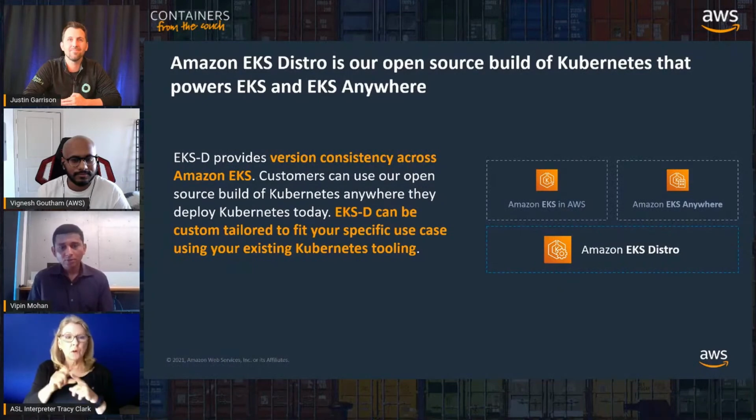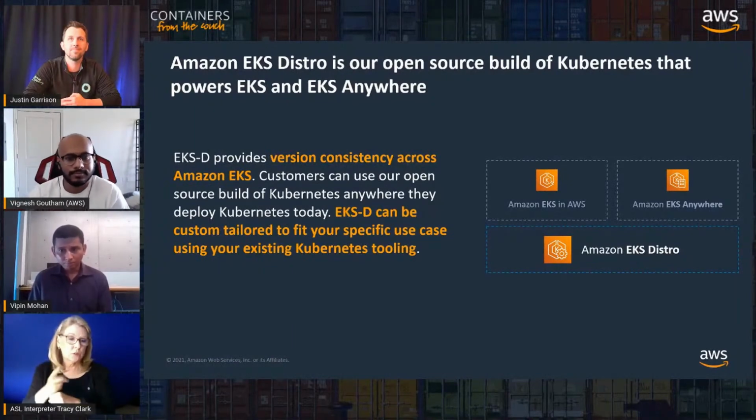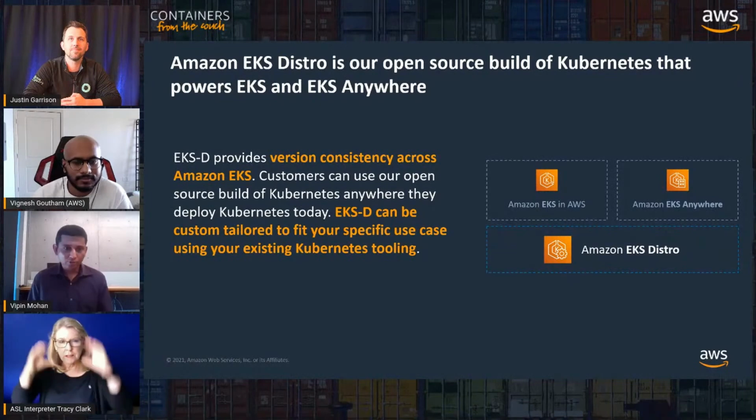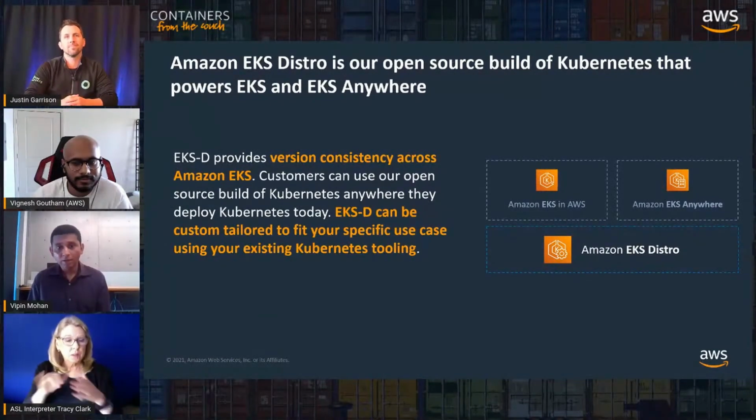EKS Distro is what provides the version consistency across Amazon EKS on the cloud and EKS Anywhere on-prem. So we open source the Kubernetes version that Amazon uses for running Amazon EKS in the cloud. So you get the same major, minor, and patch versions. And this is basically the distribution that powers EKS. And you get all of the security and operational reliability that you get with Amazon EKS on the cloud. And AWS does the same testing, certification, and building for getting these Kubernetes versions released.